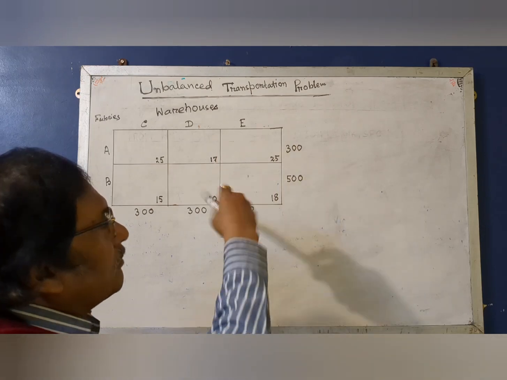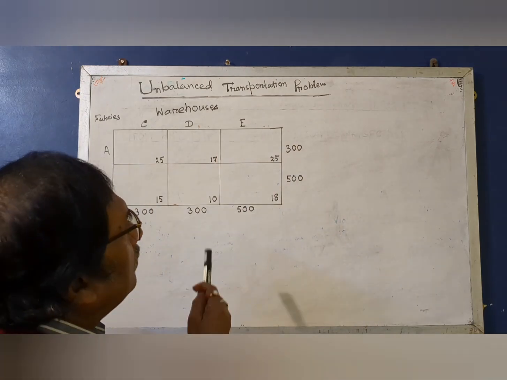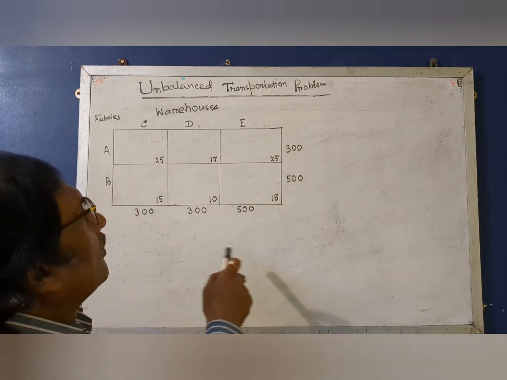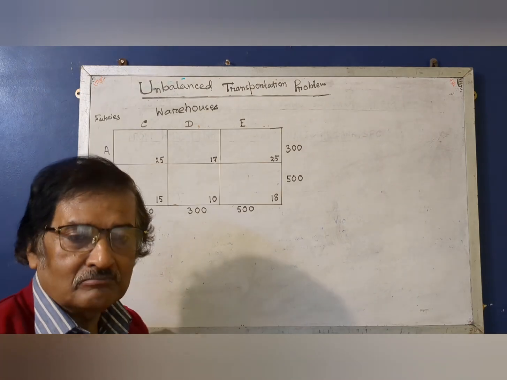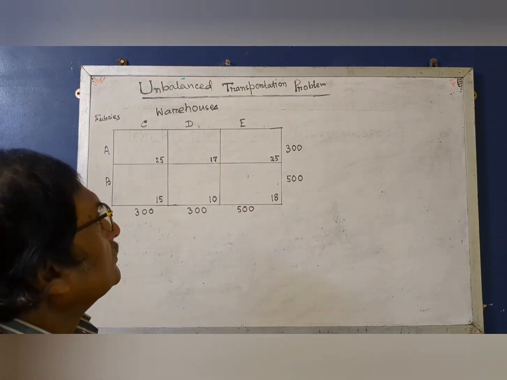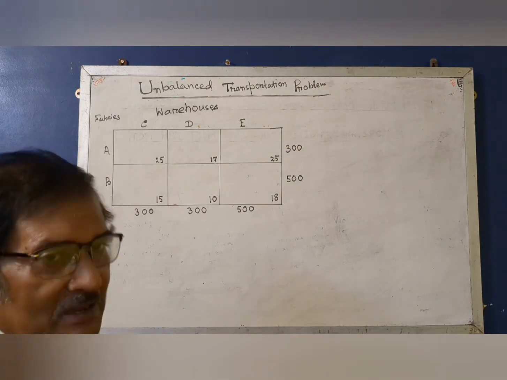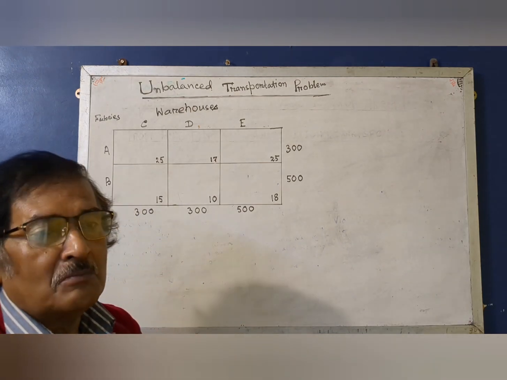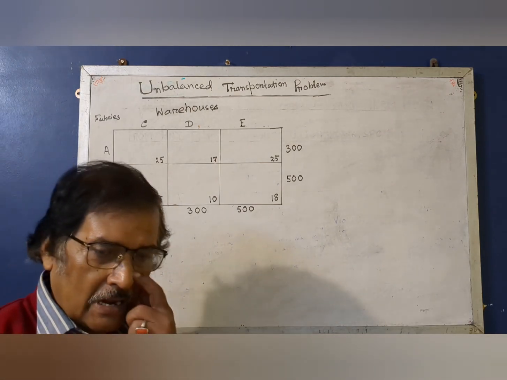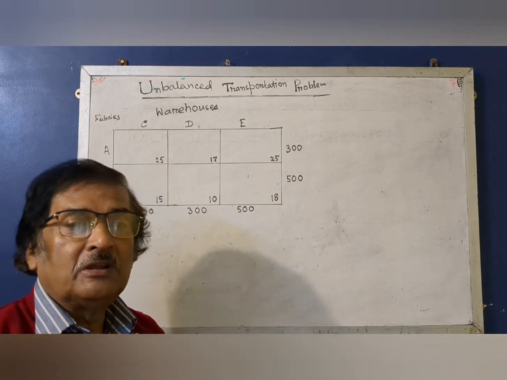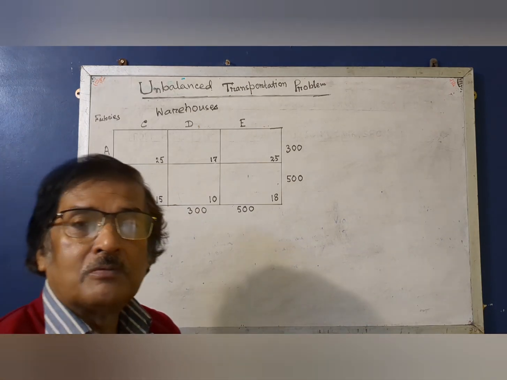This is a complete problem and all the categories, all the types are included in this problem, I think. Okay. So I will solve this problem in two steps. First step, I have to find out the basic feasible solution. And finally, MODI is to be applied to find out the optimum solution.